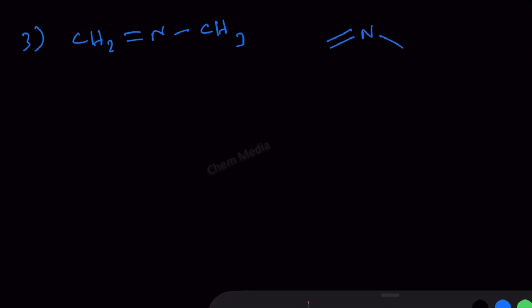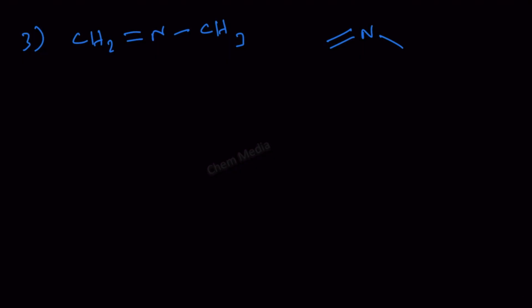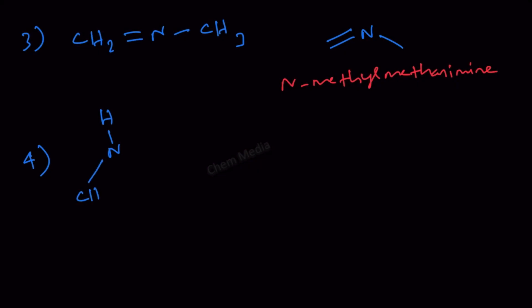Number 3, we are going to write N-methyl methanimine, that is CH2 double bond N and then CH3, and the corresponding structure in bond line notation will be written this way. The IUPAC name for this molecule is N-methyl, because we have the methyl group connected to nitrogen, that's why N-methyl, and then methanimine.